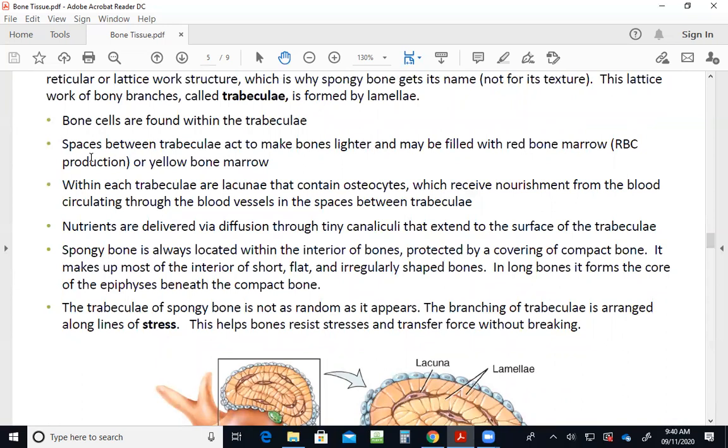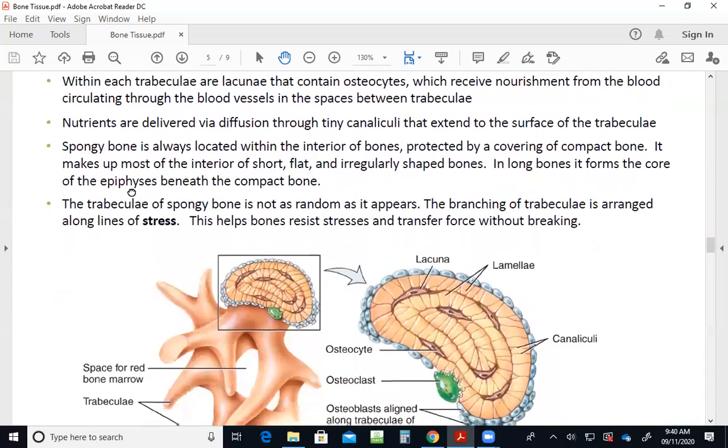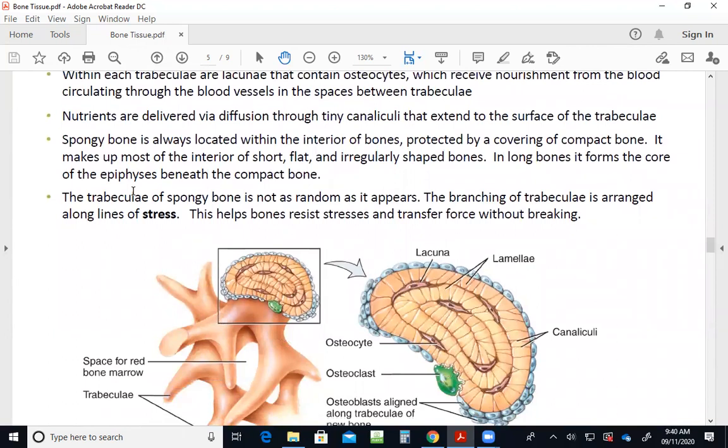I've already talked about the next bullet. Nutrients, talked about that bullet. All right, let's talk about spongy bone's location. It's always located within the interior of bones, protected by a covering of compact bone, and makes up most of the interior of our short, flat, and irregularly shaped bones.